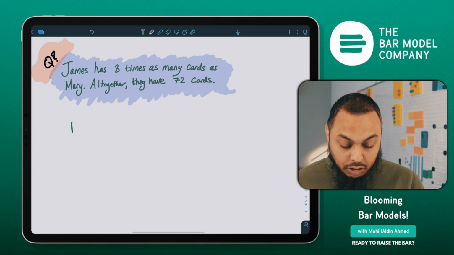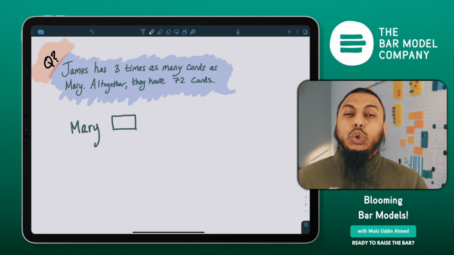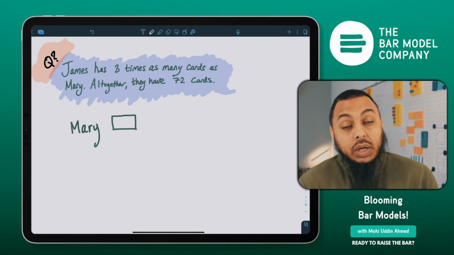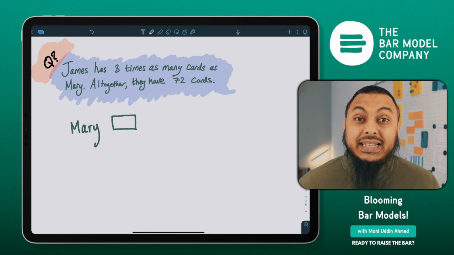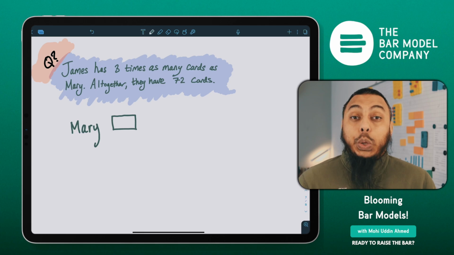So the class, let's start off with Mary. I've got Mary here, and she's got this amount of cards. I'm just drawing a bar to represent how many cards Mary has. It doesn't mean she's got 1 card. It just means we don't know how much is in her box of cards, let's say, right? She's got a certain amount of cards in her box. We don't know how many.